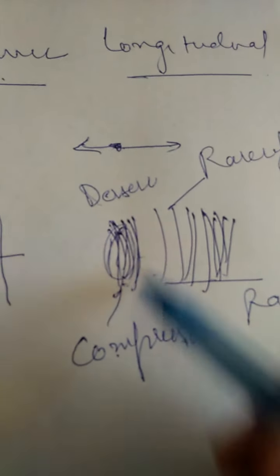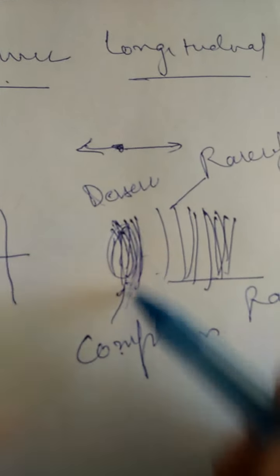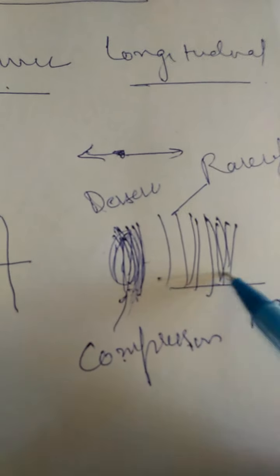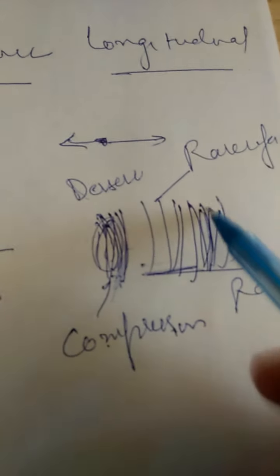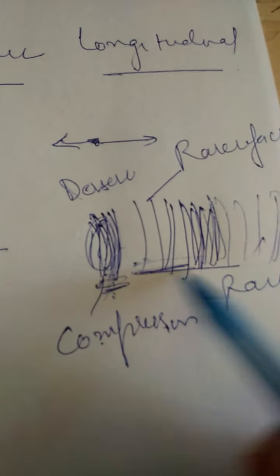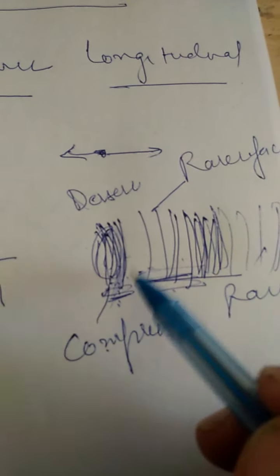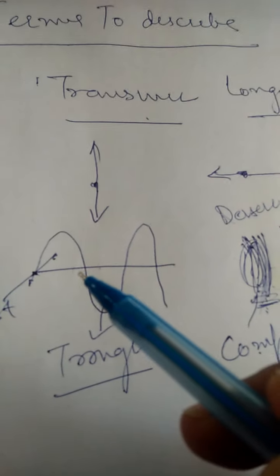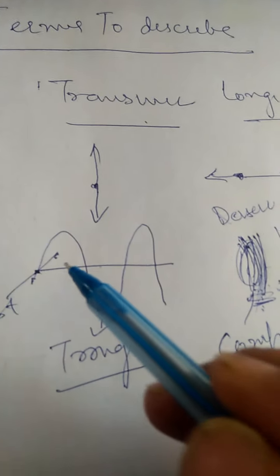In this case, the particles get together at one point and spread over some region, then get close together, then spread out over some region. Where they get close together, that region is called compression. Where they spread out, that region is called rarefaction. So compression and rarefaction are formed in the case of longitudinal waves, while in the case of transverse waves, two different parts are formed: one is called the crest, the other is called the trough.